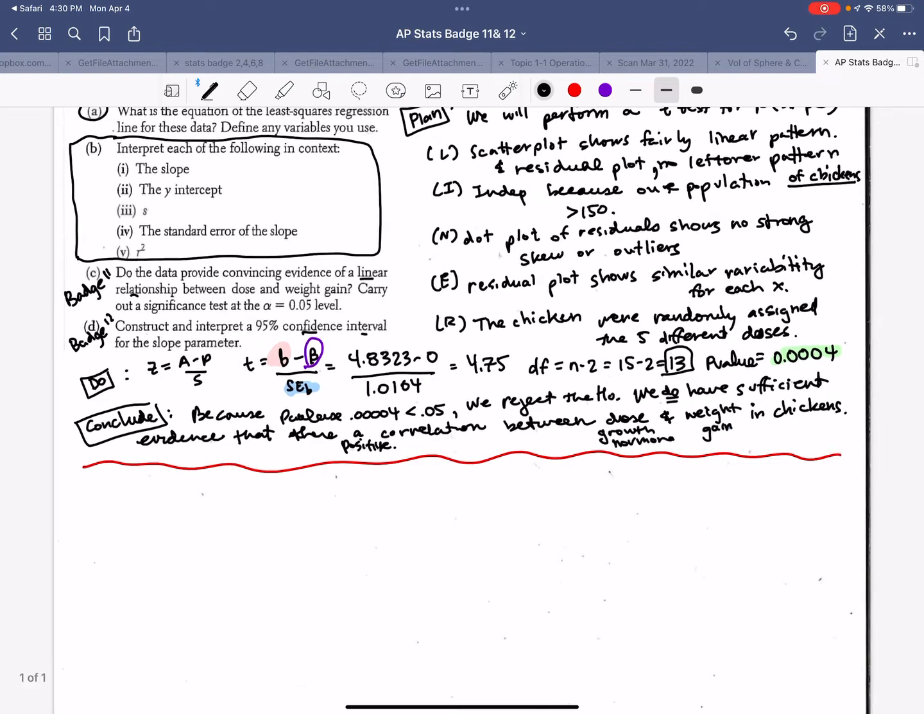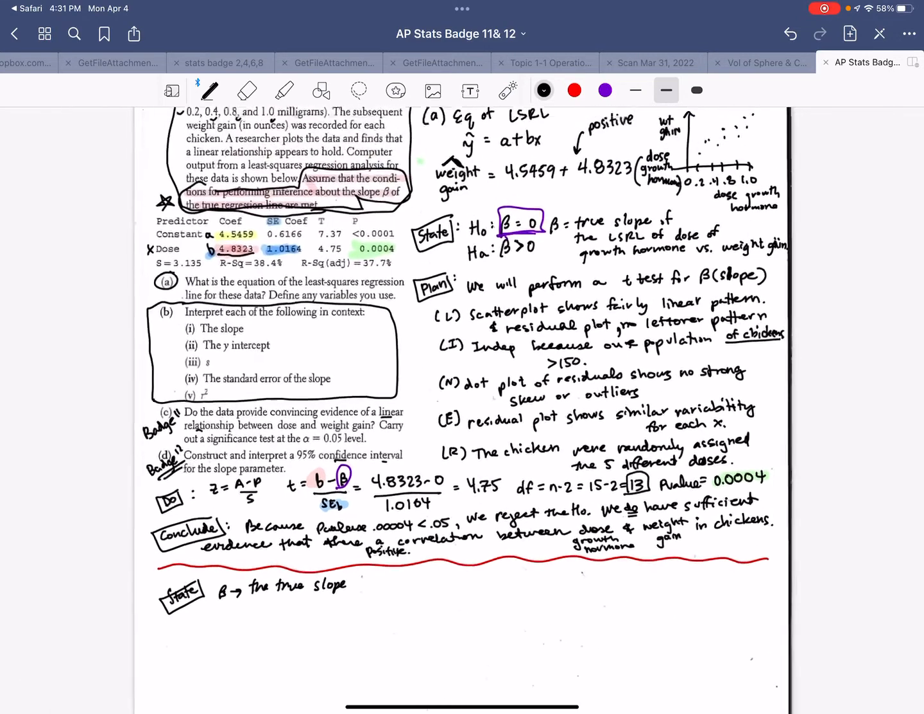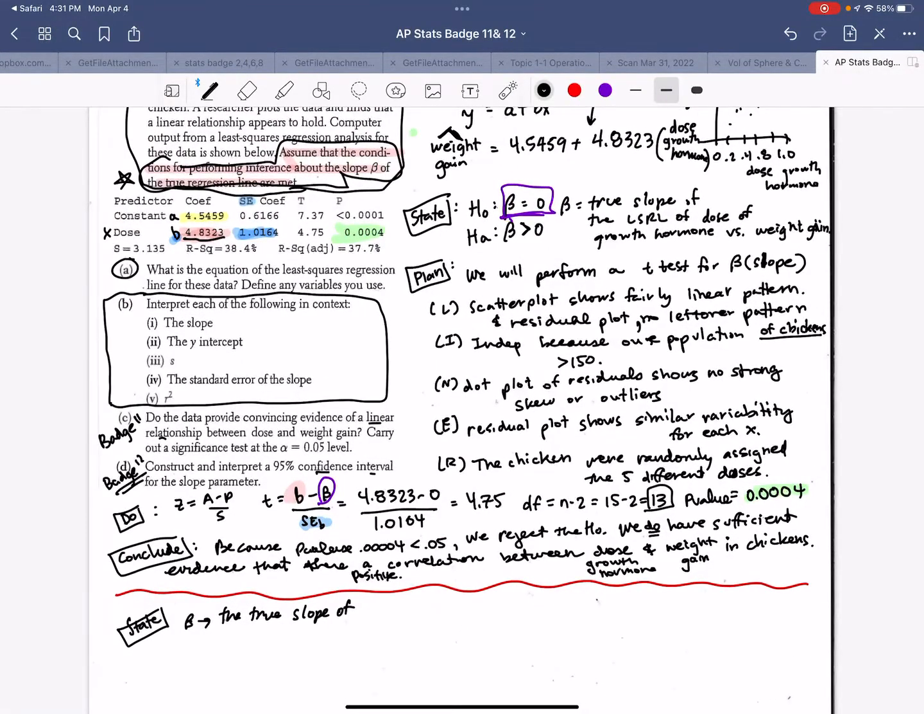State, plan, do, conclude. Okay, so we did that. So now we will perform... Okay, so state. Now I'm doing badge 12. And it seems to be a little bit easier. I can just talk about this beta, right? So the true, I kind of did this above, the slope of the least squares regression line of dose of growth hormone versus weight gain in chicken.